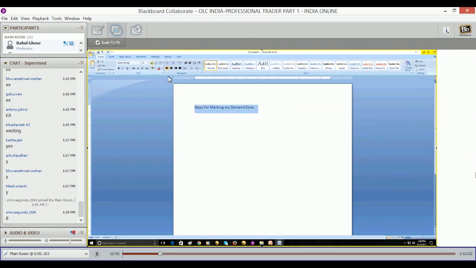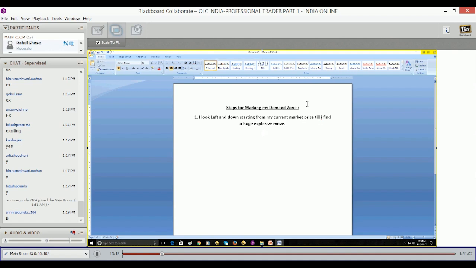Steps for marking my demand zone. Step number one says that I look left and down, starting from my current market price, till I find a huge explosive move.